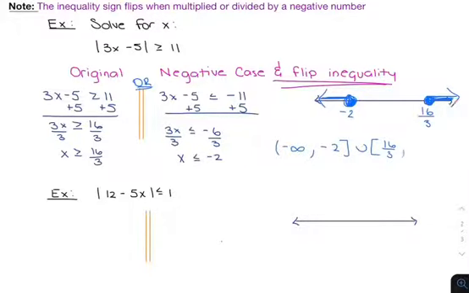If it would have been a negative 3, we would have had to change this inequality sign. But for now, we leave it alone. So this is our final solution. And this is actually called interval notation.